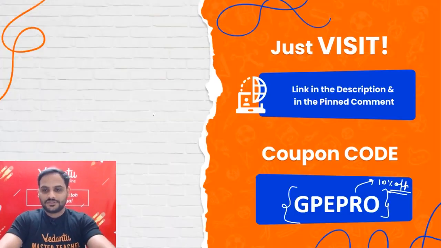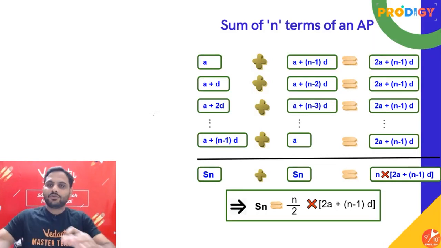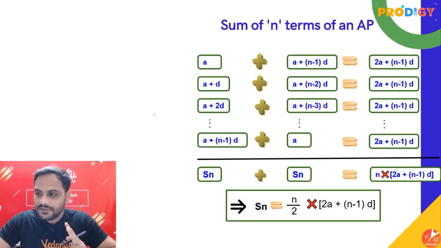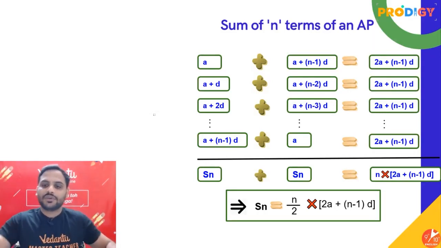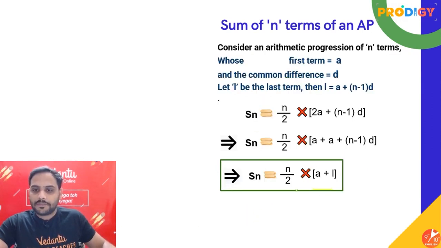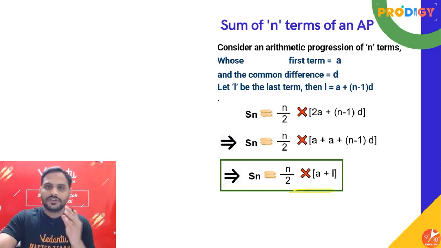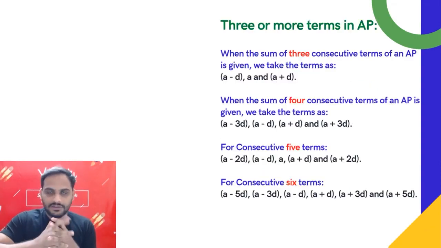Okay, alright children. Now let's talk about the sum of an AP. For the sum, I have told you that there are two formulas. One is n by 2 into 2a plus n minus 1 into d, and the other formula is n by 2 into a plus the nth term. I have told you very well how this formula came. Please watch the previous videos. You'll get to know how these formulas were derived.